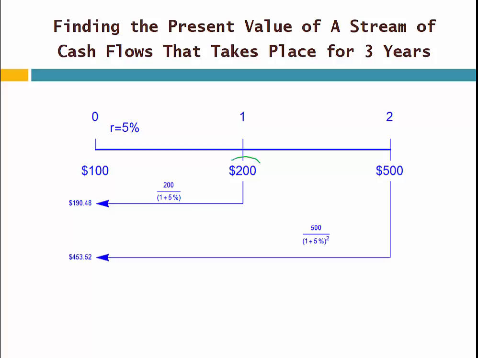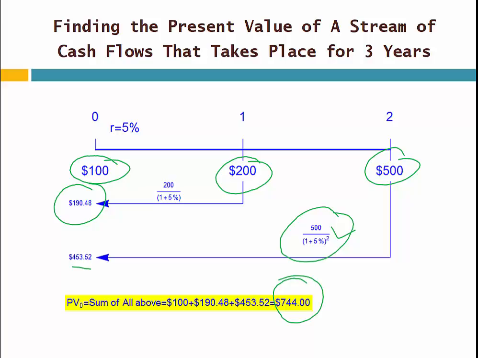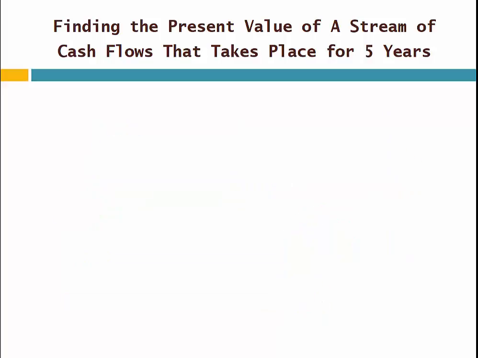So here, this is how you do it. 200 divided by 1 plus r, which is 5%, gives you 190.48, and 500 divided by 1 plus r to the power 2 is 453.52. You don't have to adjust this 100 because it is already in the present. So what is the total then? The total present value would be the sum of all these: 100 plus 190.48 and so on, which is 744.00.